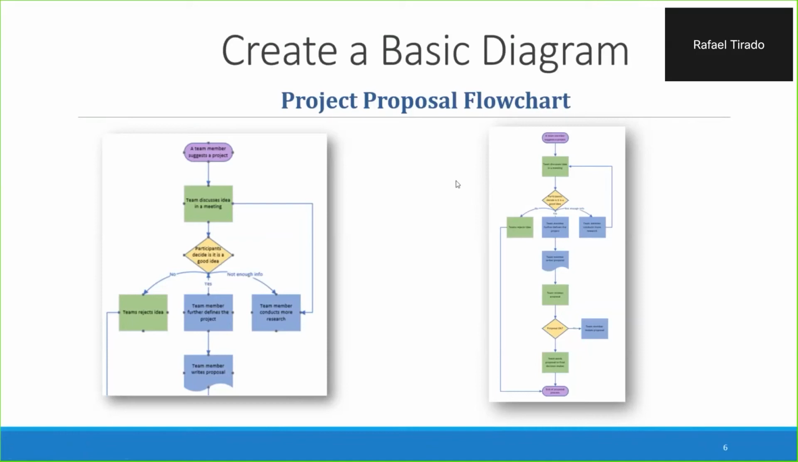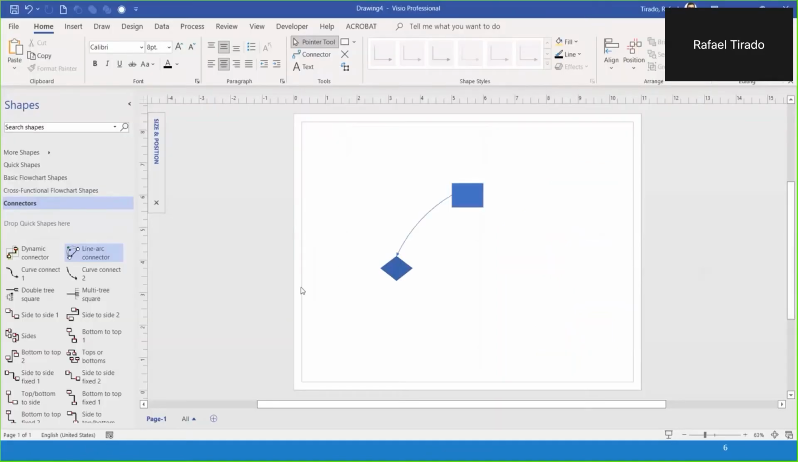All right, so let me move on to the next topic. What I'm going to do now is create a basic diagram. I'm going to use the flowchart template that I've been describing. So let me go back to Visio. Okay, and I could actually use this document because it has the template with all the different shapes that I'm going to use. So let me just do a Control A, delete right here. All right, and let me go back to the basic shapes.